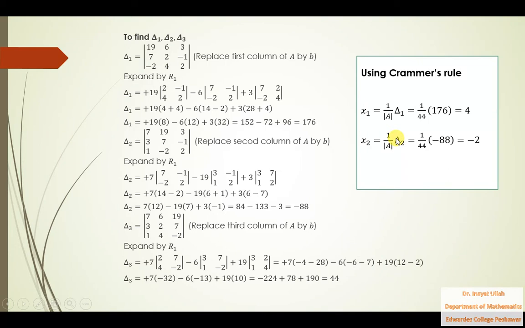Similarly, x2 is 1 by determinant of A into delta 2. This is delta 2, minus 88. So replacing delta 2 and cancelling out these two, we'll get minus 2. Similarly, x3 is 1 by determinant of A into delta 3, 1 by 44 into delta 3, which is 44. So replacing delta 3 by 44 and cancelling these two, we get 1. So x1 is 4, x2 is minus 2, and x3 is 1. So this is the whole story about Cramer's rule.